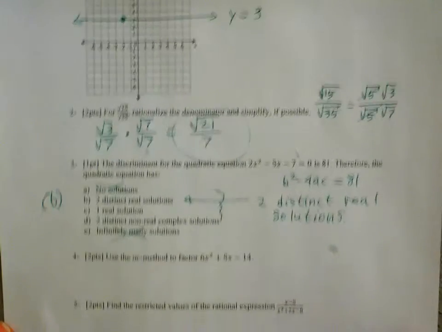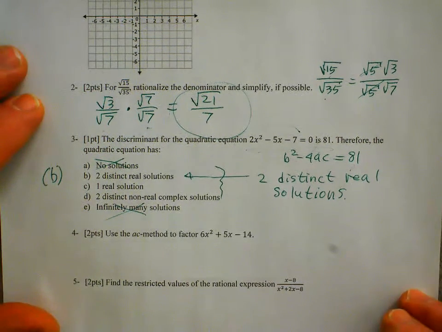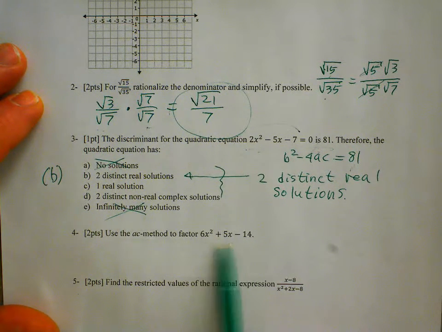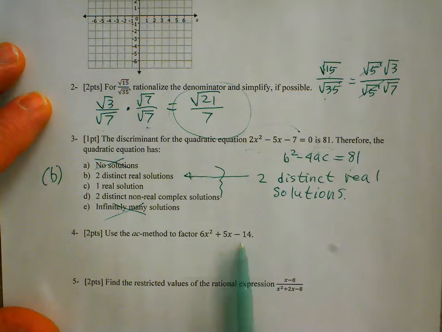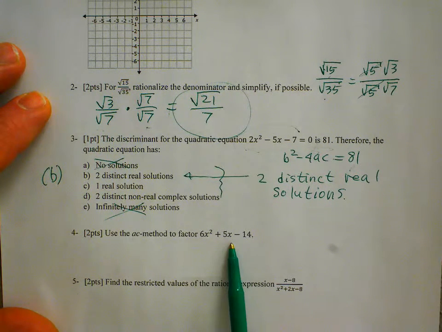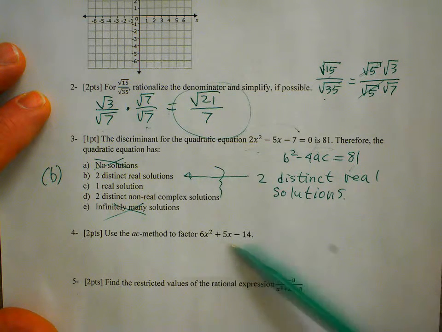Okay, number 4, use the AC method to factor 6x squared plus 5x minus 14. Notice this is not an equation, this is just a quadratic expression. So we're not solving an equation here, we're just factoring a polynomial. That is an important difference.